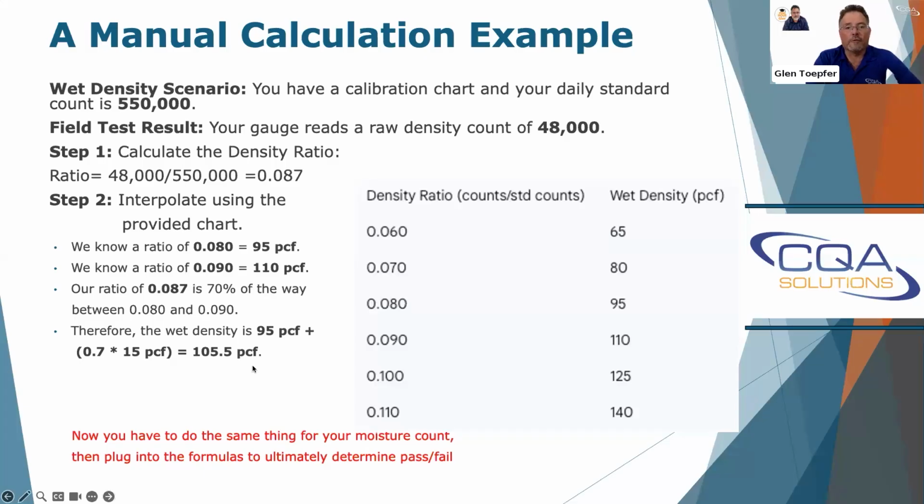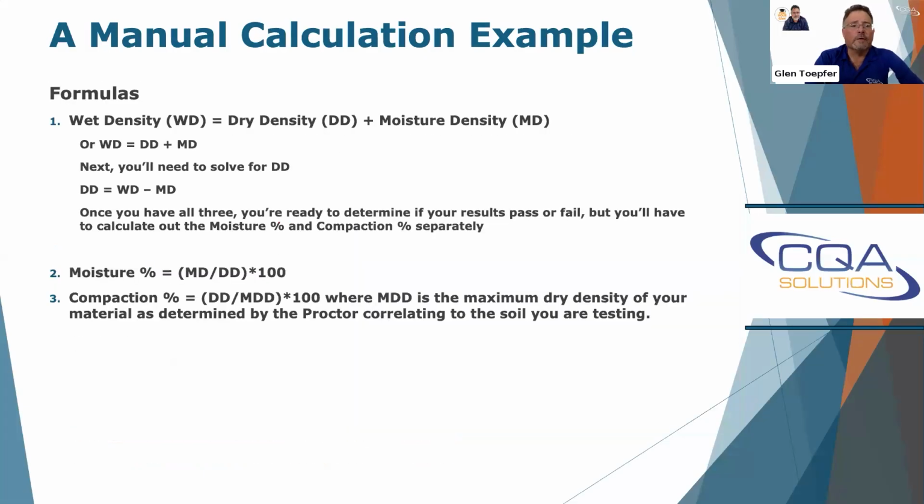Now you got to go through the same process with your moisture counts, figure out your moisture density. Then you need to plug those into the equation. So you have your wet density and it equals the dry density plus your moisture density. And you want to solve for your dry density, which is equal to your wet density minus your moisture density, because those are the two that you have from the gauge. So you've got to manually calculate out then your percent moisture is your moisture density divided by your dry density times 100. And your compaction is going to be your dry density divided by your maximum dry density from your Proctor curve, and multiply that by 100.